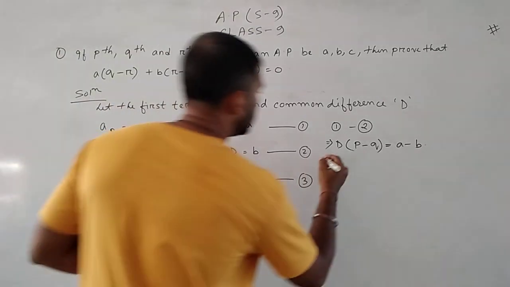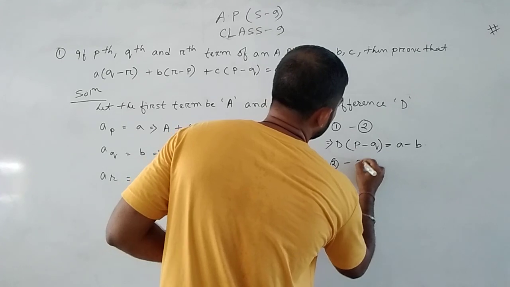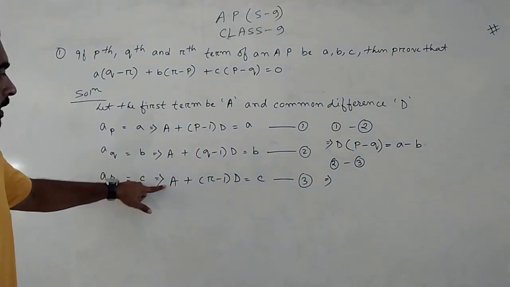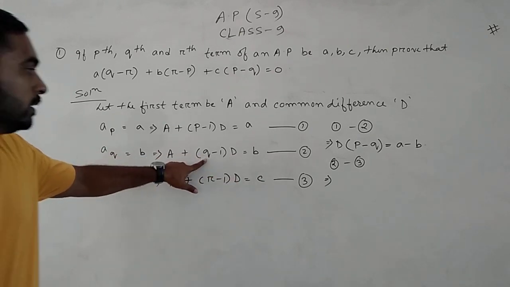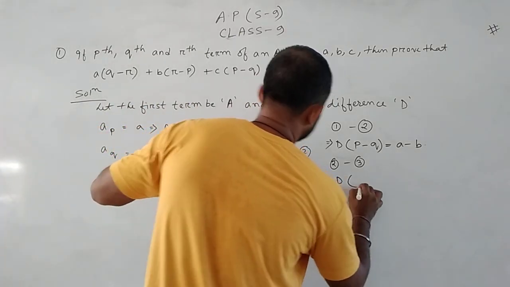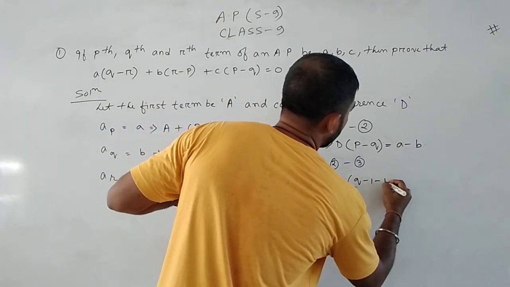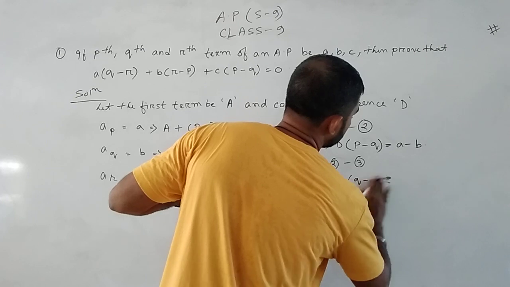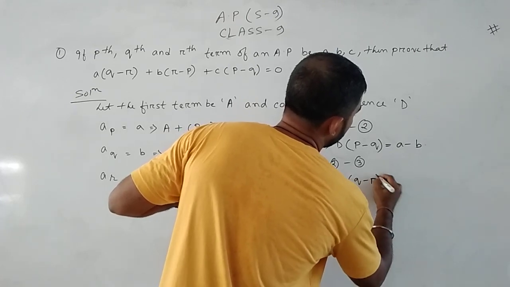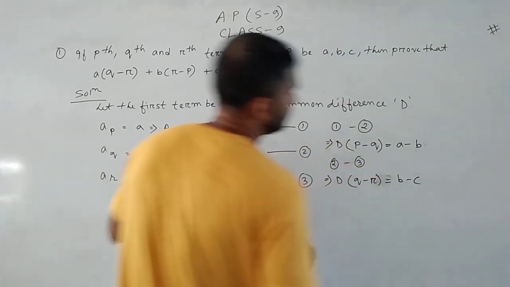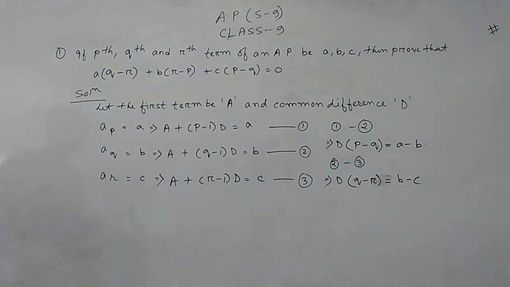Next 2 minus 3. Same thing, 2 minus 3. A minus A cancel. Here D common. Q minus 1 minus r plus 1 simply cancel. So q minus r equal b minus c. So this is what we got after subtracting 3 from 2.